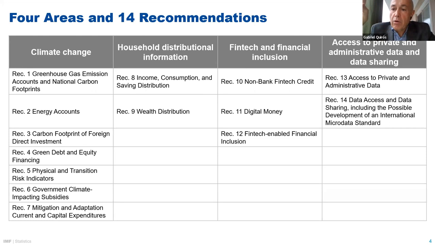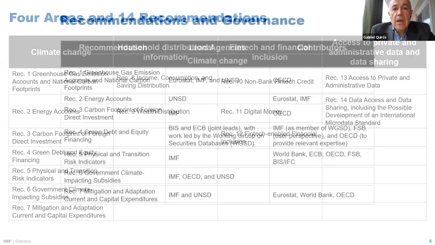The fourth recommendation has to be more on the financial needs, and this is, we call it green debt and equity financing. The recommendation five, that I'm sure that Robert Kirchner will be alluding to, is physical and transition risk indicators. Recommendation six is on the data gaps, which is particularly relevant for fiscal policies, which is the impact of subsidies on energy on climate change. And finally, the seventh one is thinking ahead and forward looking. Again, beyond the physical and transition risk, we have to think about, if those risks exist, what are the policy, the fiscal policy and the current and capital expenditures that the governments and the private sector can do in this respect?